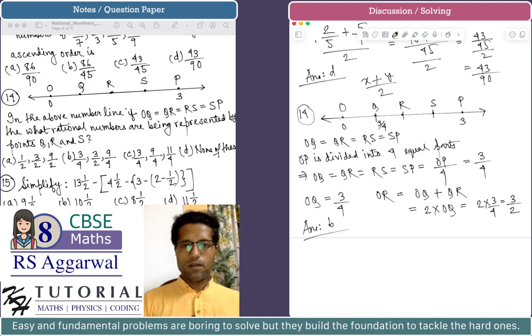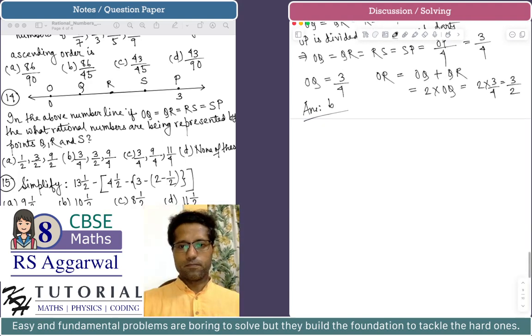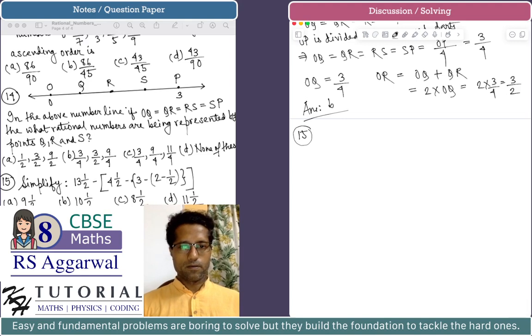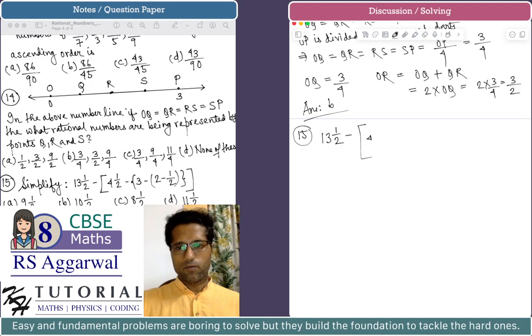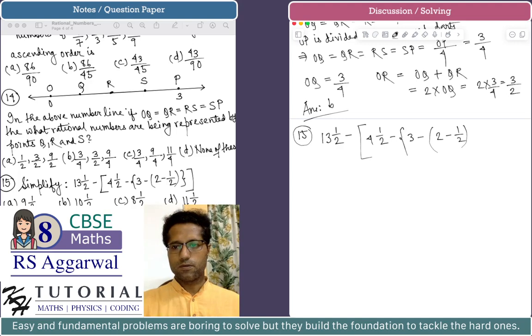Okay, let's do problem number 15. Simplify. Okay, so we have to simplify. It is 13 and half minus, we have the bracket 4 and half minus, we have again bracket 3 minus, we have again bracket 2 minus half, bracket closed, bracket closed, bracket closed.